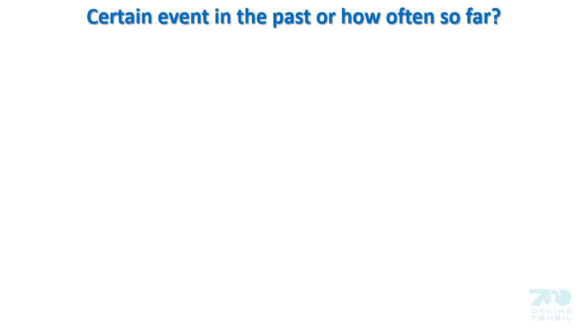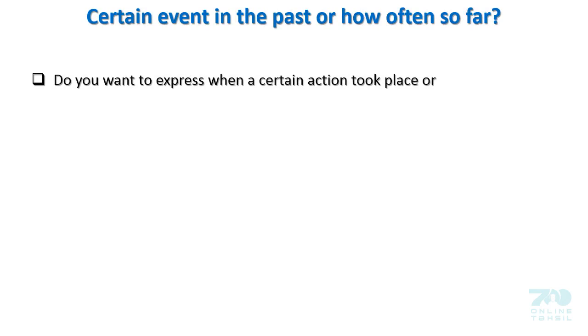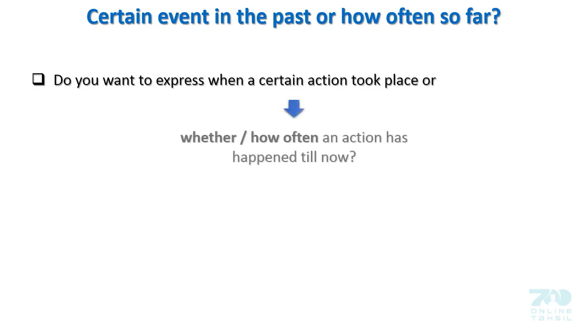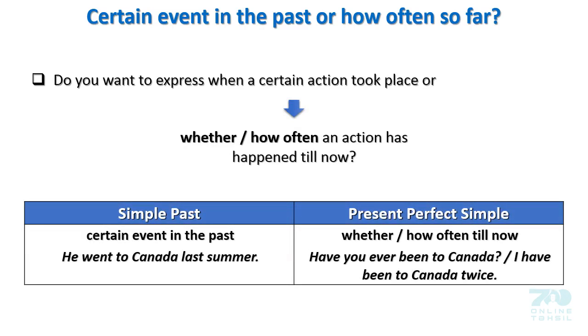Certain event in the past, or how often so far. Do you want to express when a certain action took place, or whether, how often an action has happened till now? Simple past: certain event in the past. Example: he went to Canada last summer. Present perfect simple: whether, how often till now. Example: have you ever been to Canada? I have been to Canada twice.